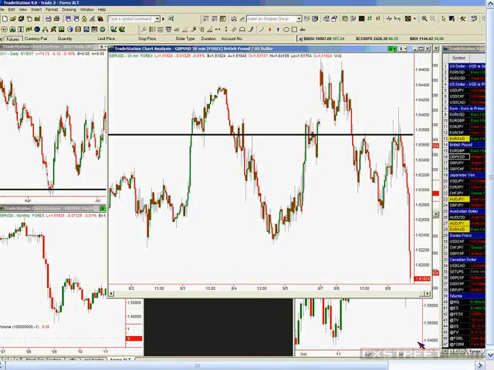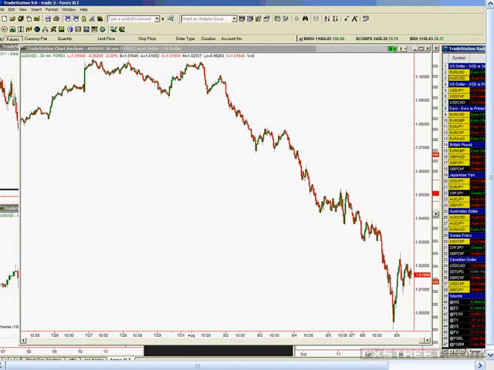I mean, if a new supply level was created, we'll like that, but we just need something else to develop here. Does anybody want to look at another market, different market? The Aussie? Okay, let's take a look at the Aussie. Give me a second here. We'll get the chart up. All right, here we go.